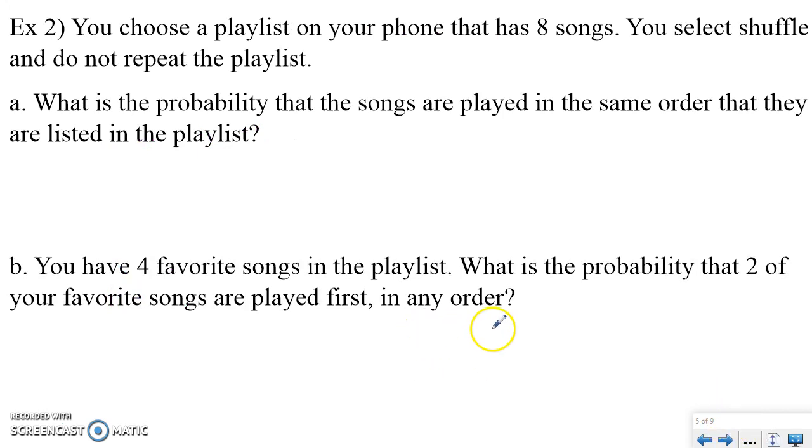Next option, you choose a playlist on your phone that has 8 songs. You select shuffle and do not repeat the playlist. What is the probability that the songs are played in the same order that they are listed on the playlist? Now we need to know first how many possible ways could they be played. So think back to our last couple lessons. 8 factorial, 8 times 7 times 6 times 5 times 4 times 3 times 2 times 1, is the total number of possible outcomes.